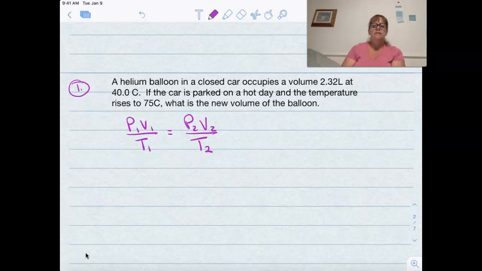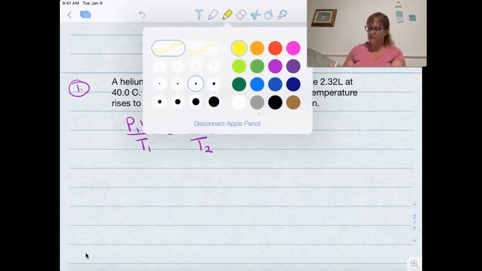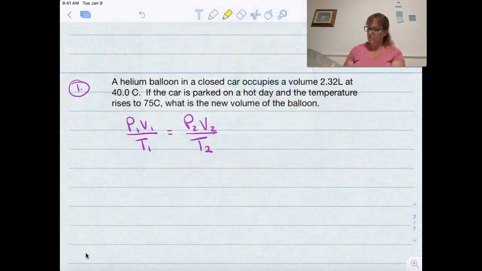Okay. Next thing I want us to do is go in and highlight each of the numbers and see if we can identify what these are. So let's highlight this. I want it a little bit bigger. There we go. So our first one right here is a volume of 2.32 liters. Our next one is 40 degrees Celsius. And then our last number here is 75 degrees Celsius.